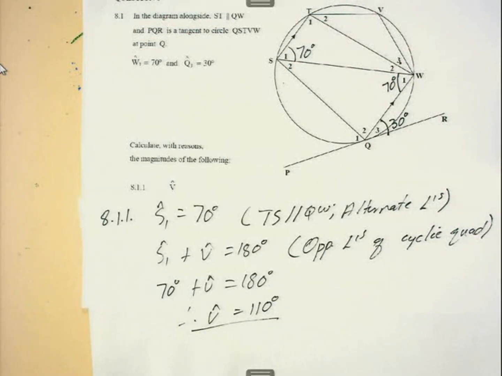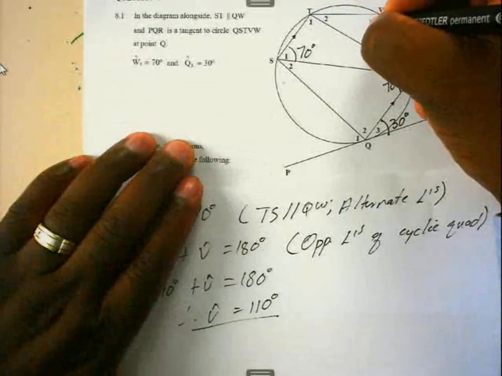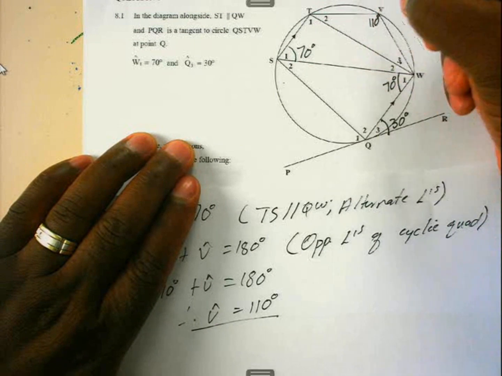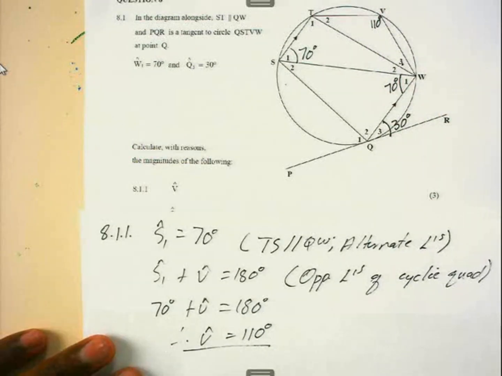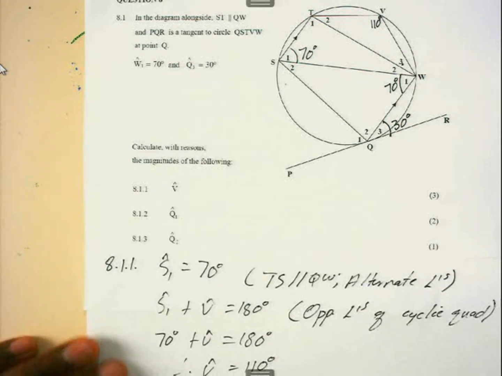We are done with the value of V. Therefore, V here we've got 110 degrees. Hope you are happy with the solution to the first one for 3 marks. Check the second one, Q1.